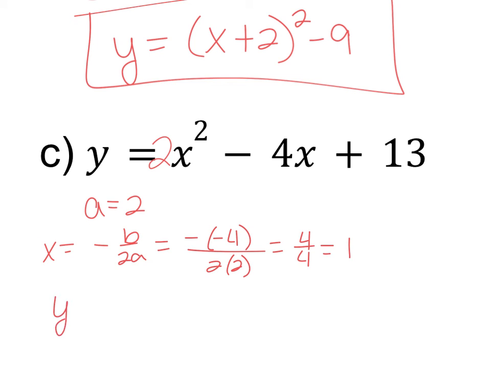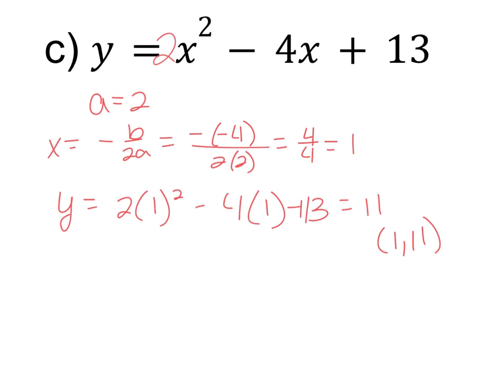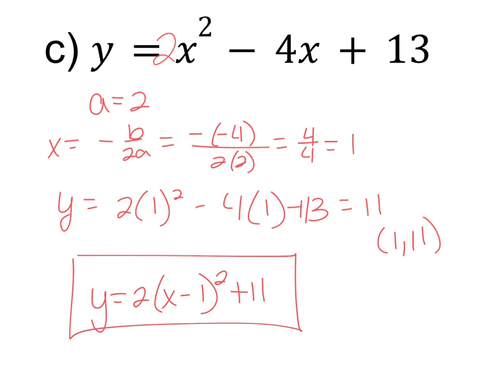All right, let's find our y value. That's 2 times 1 squared minus 4 times 1 plus 13. I believe you get 11. So we have our a, we have our vertex as 1, 11, so let's plug it in. We're going to have y equals a is 2, so 2 parentheses x minus 1 parentheses squared plus 11. Okay, and that is it. That's in vertex form.